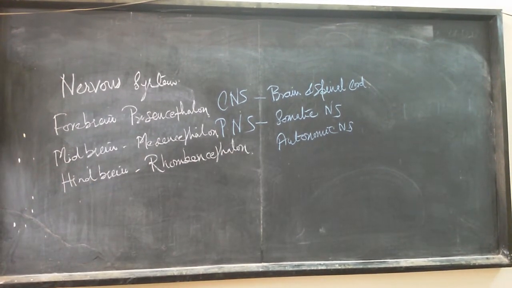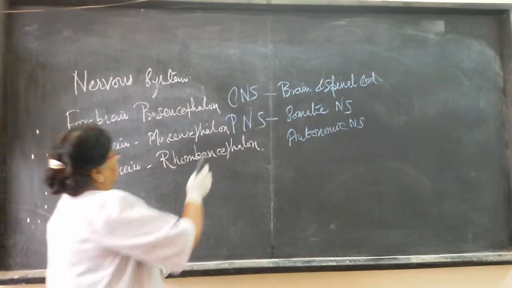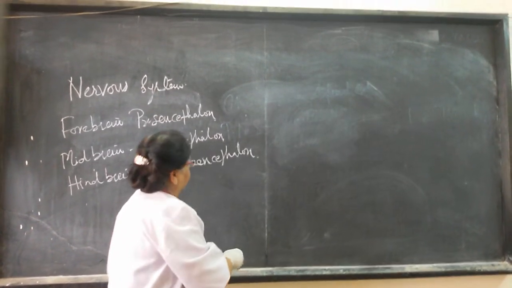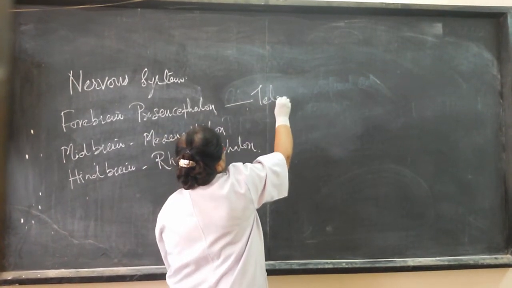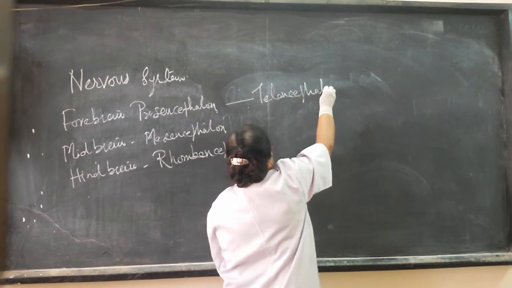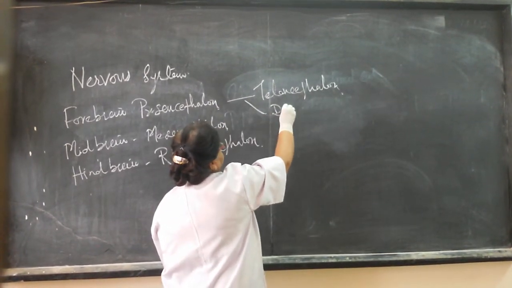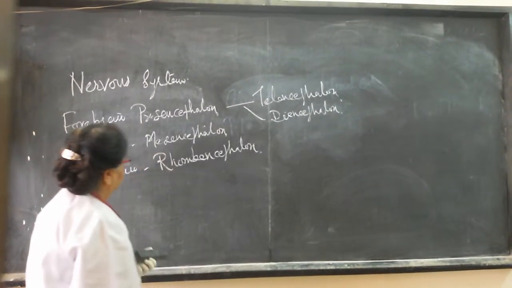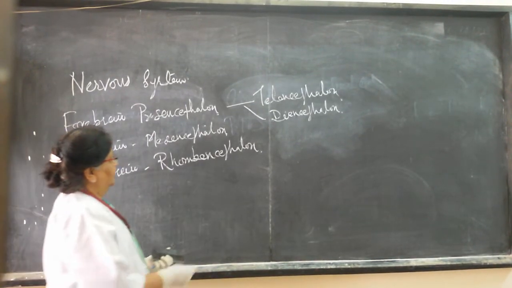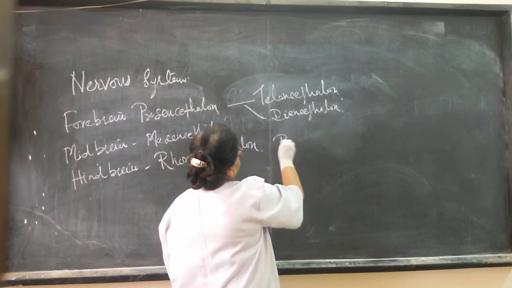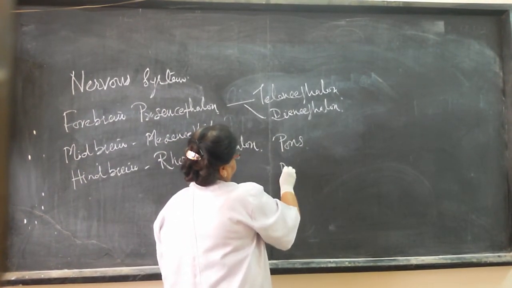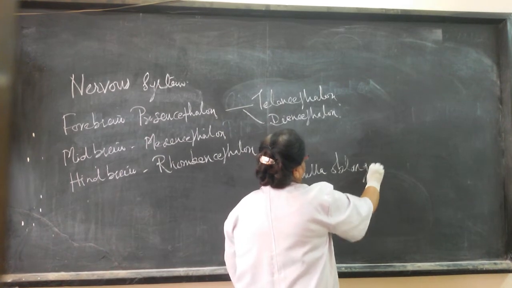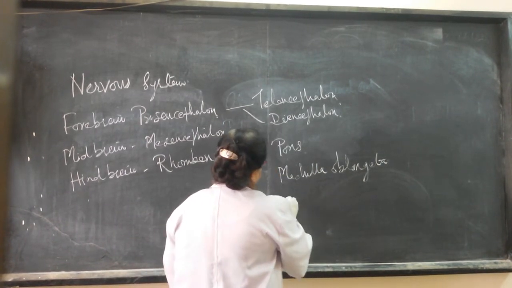Now, the prosencephalon has been further subdivided into two parts: the telencephalon and the diencephalon. The rhombencephalon again has three parts: the pons, medulla oblongata, and cerebellum.